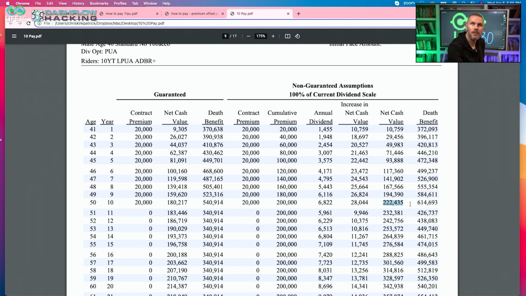You could see by year 10, you're still in about the same place, but the difference between that other policy and this one is that this is fully paid up in a limited fashion at 10 years. And at 10 years, you once again now have a bank account on steroids. Let's take a look at this. At year 11 here, 9,946 divided by 232,381. And you're looking at 4.3% almost of return in this policy. This is what we're talking about when we're talking about a bank account on steroids.